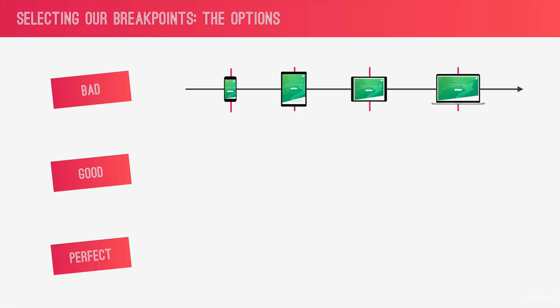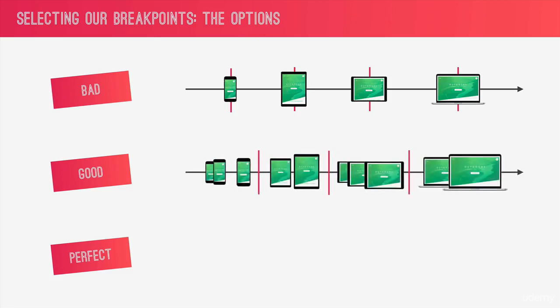But if you want to get more serious, it's time to move on to a better way, which I like to call the good way. In the good way, we look at all the most used device widths on the entire internet, try to group them together in a logical way, and then pick our breakpoints from that.